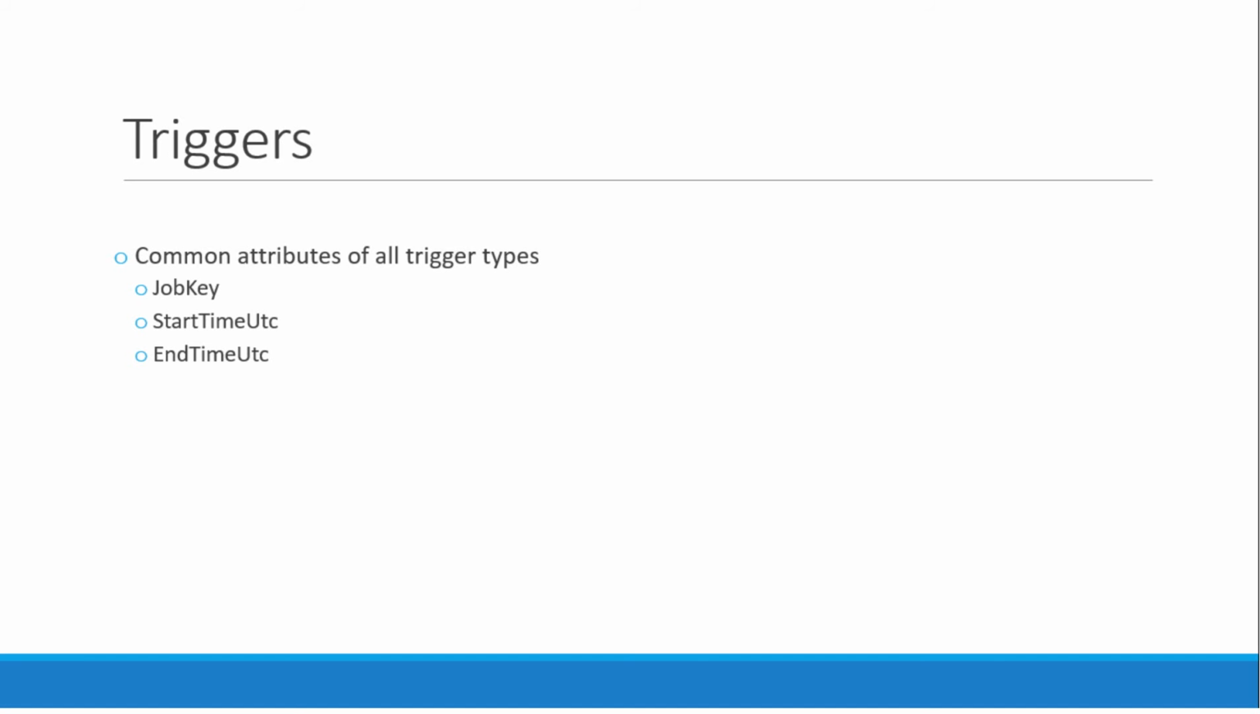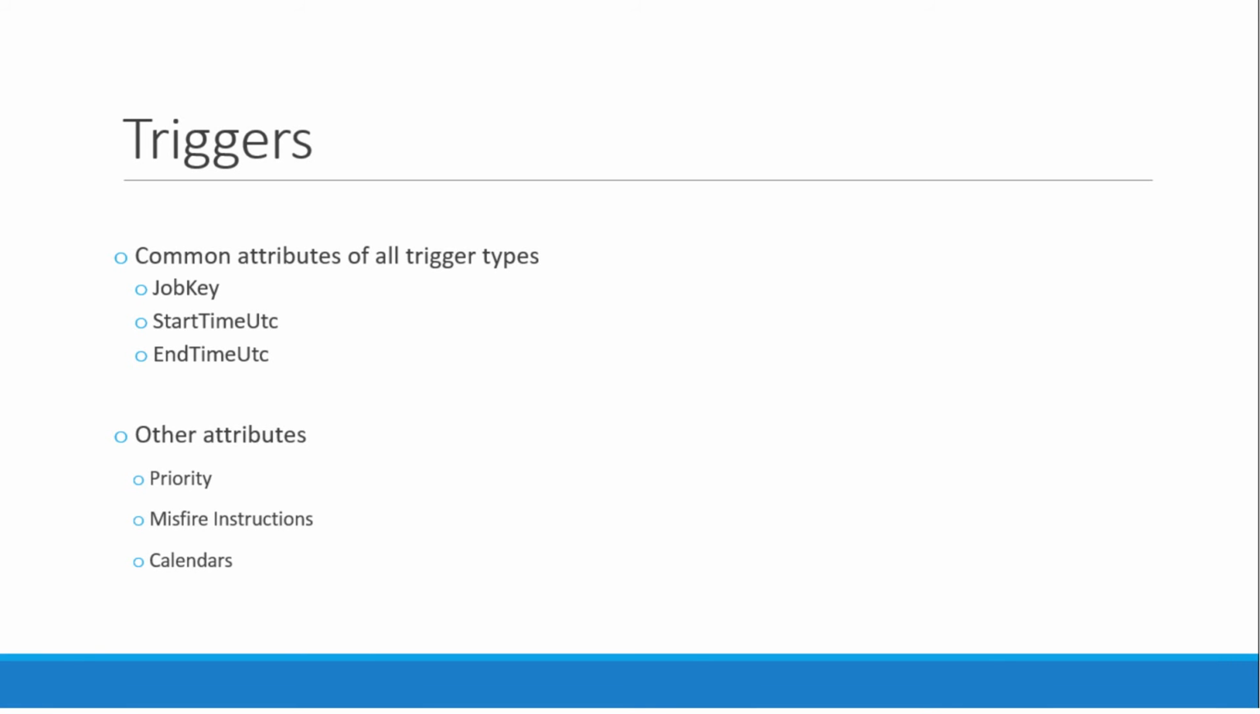You have to give a start time and end time, obviously, and apart from that you can specify which job is associated with this trigger. That is optional, but you can give that there as well. And then the other attributes are some special attributes.